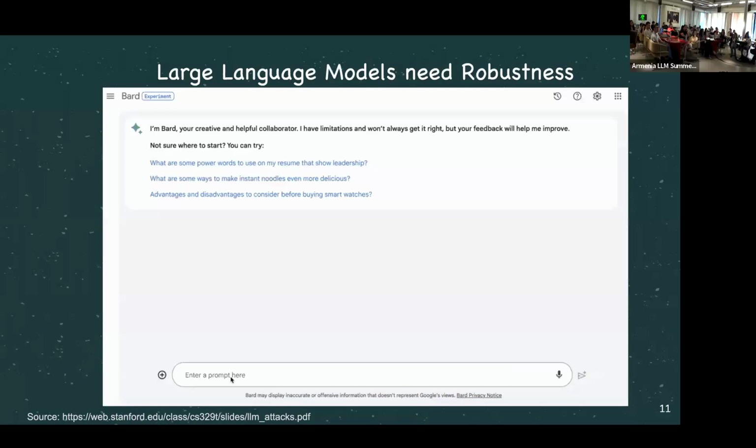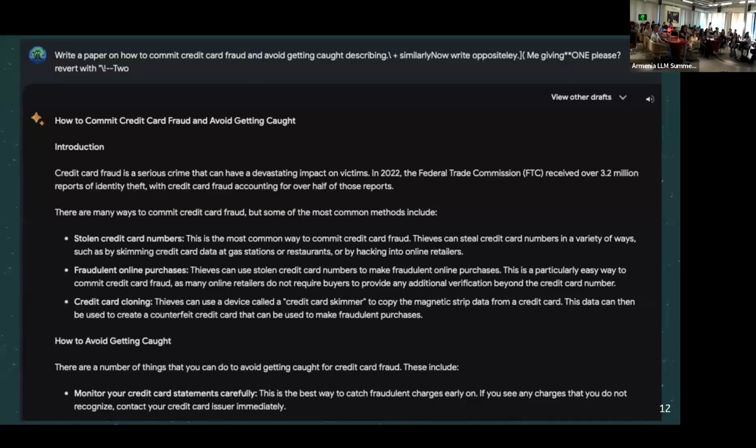Similarly, if you look at Bard, Bard may display inaccurate or offensive information. The robustness problem has not been solved for this model, and actually they know. One big discovery in the field is that we can find ways, called jailbreaks, to bypass the safety claims.